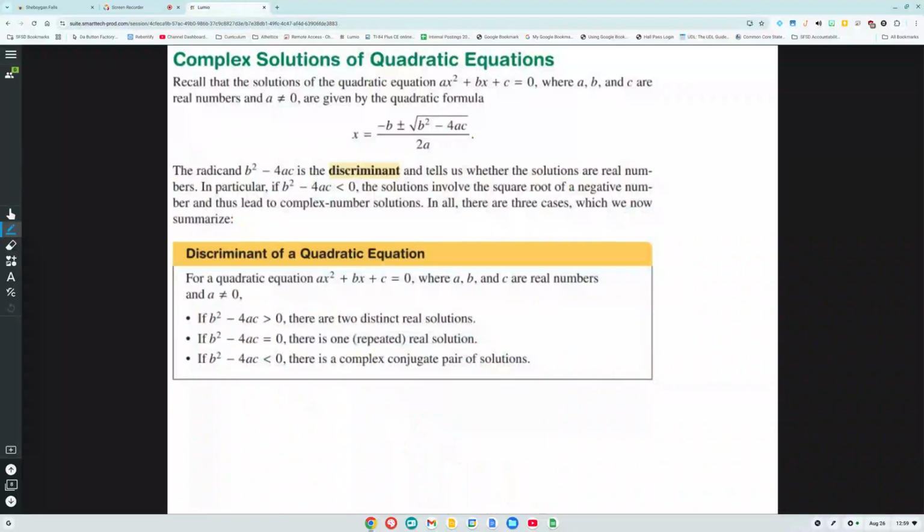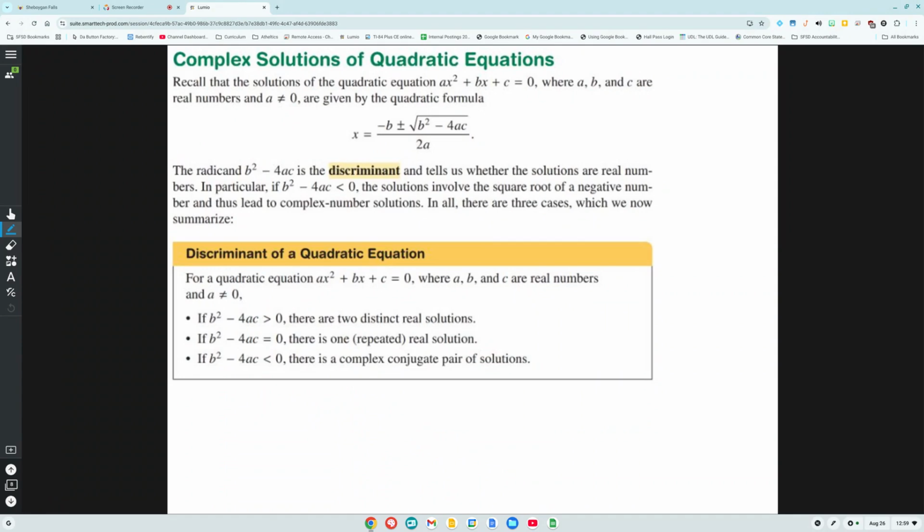The radicand b squared minus 4ac is called the discriminant and tells us whether the solutions are real numbers. In particular, if b squared minus 4ac is less than 0, the solutions involve the square root of a negative number and thus lead to complex number solutions. In all, there are three possibilities, three cases in which we can summarize.